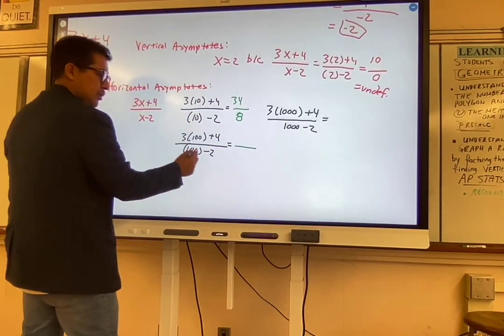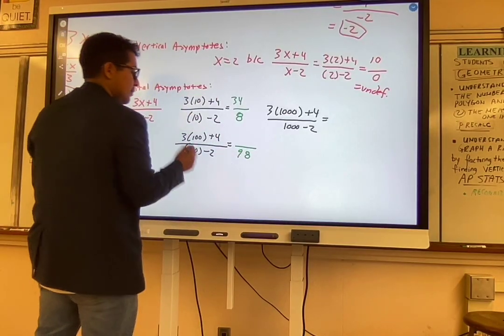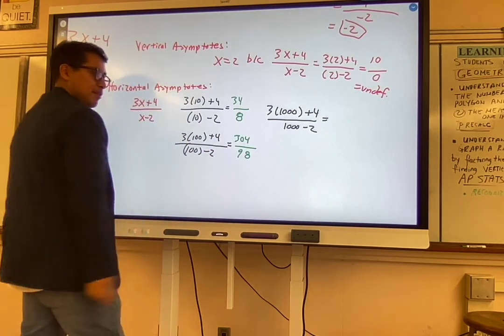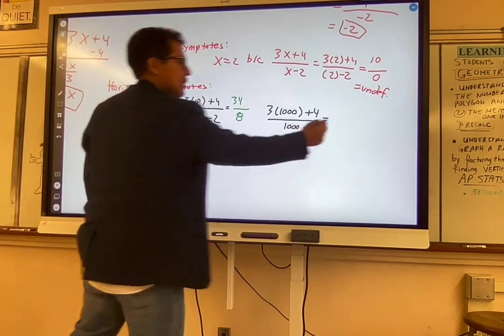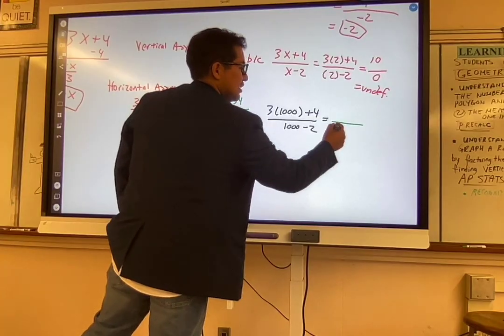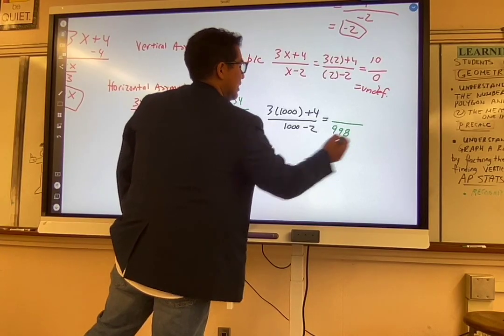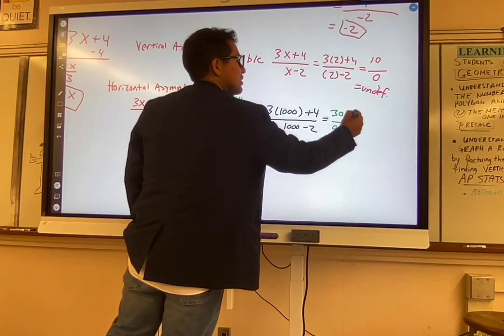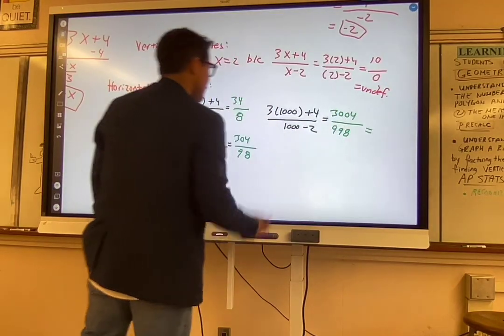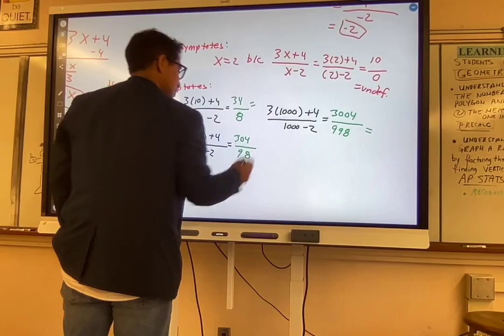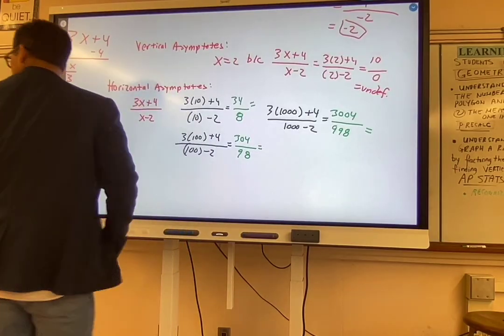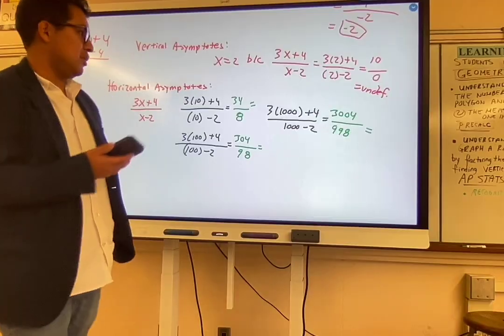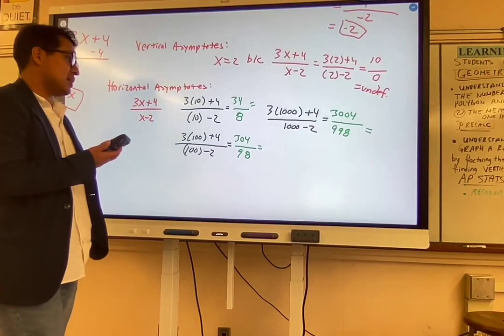For this one, 100 minus 2 is 98. 3 times 100 is 300, and plus 4 is 304. So in a bit, I'm going to figure out what 304 divided by 98 is. And last but not least, 1,000 minus 2 is 998. 3 times 1,000 is 3,000, plus 4 is 3,004. Okay? So this is where we'll use a calculator to figure out these numbers. I'm going to use Siri here because I'm teaching this video and I can do it, but you'll use your calculator when you get the chance.